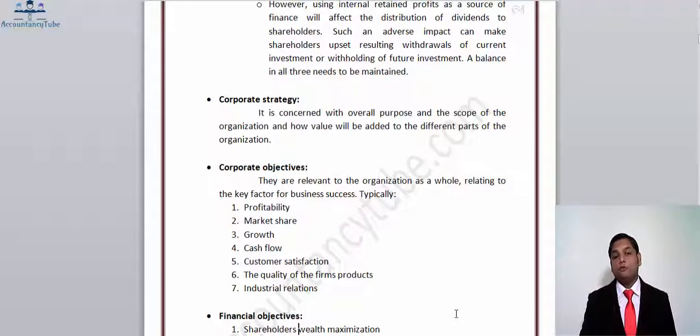Cash flows. Sufficient cash flows need to be there in the premises to meet the short-term liabilities, as well as certain savings to finance the long-term investment opportunities. After that, we've got customer satisfaction.